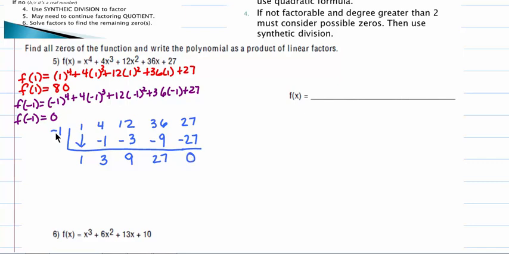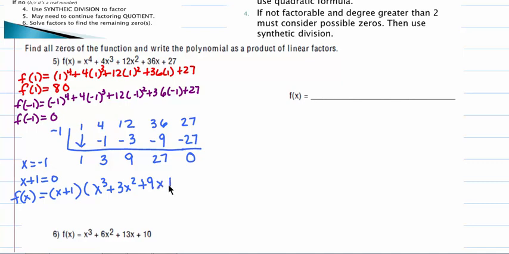Then I have 0. Since negative 1 is a 0, that means x equals negative 1, which means x plus 1 is my factor. So x plus 1 is my first factor of my polynomial. And then what's left is x to the 3rd plus 3x squared plus 9x plus 27. That's what's left in my synthetic division.